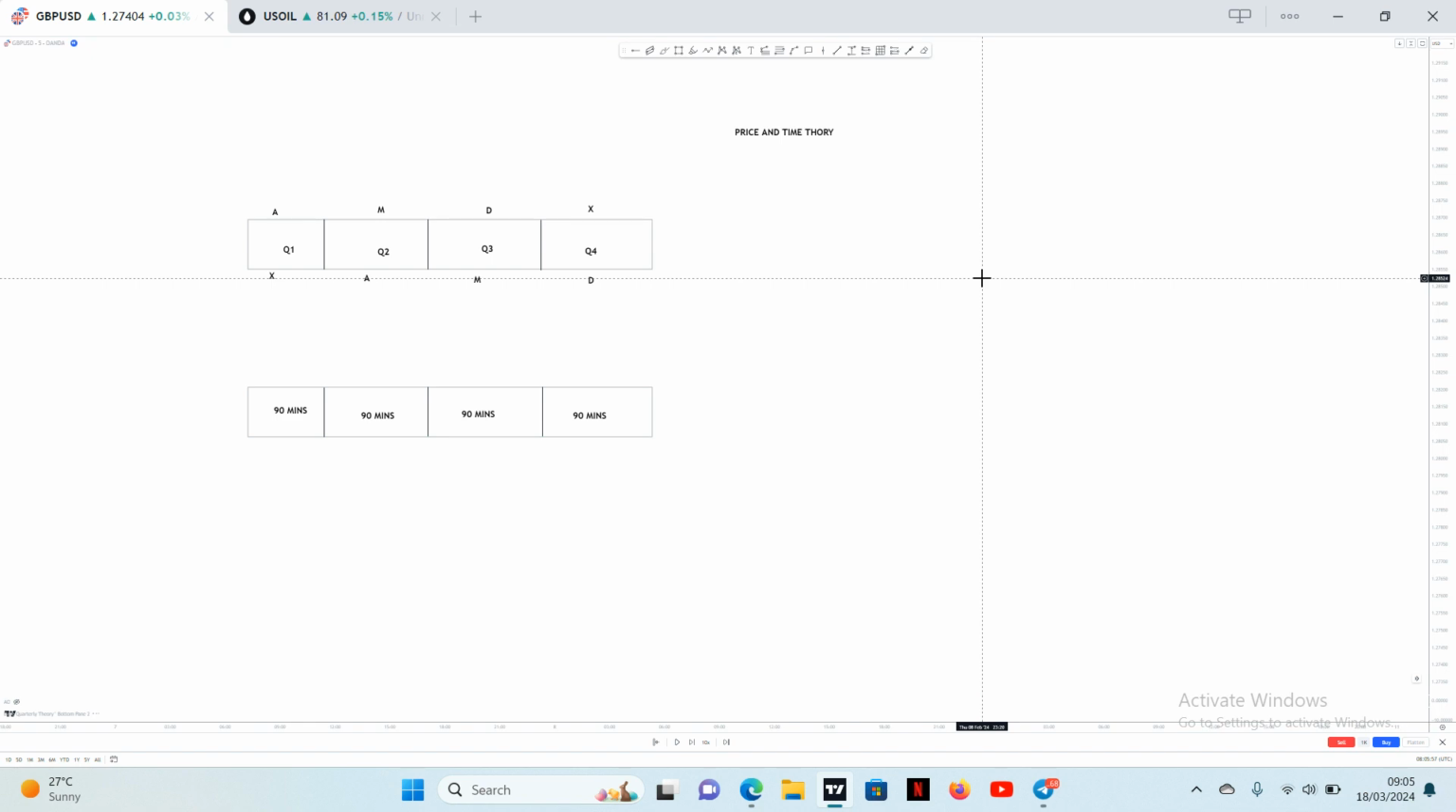If you ask a trader what they understand by price and time, they will tell you Q zones. Yes, the ICT Q zones, the Wyckoff Q zones, the Gann and the Quant's Q zones or stuff like that. But time and price is somewhat different from just Q zones.